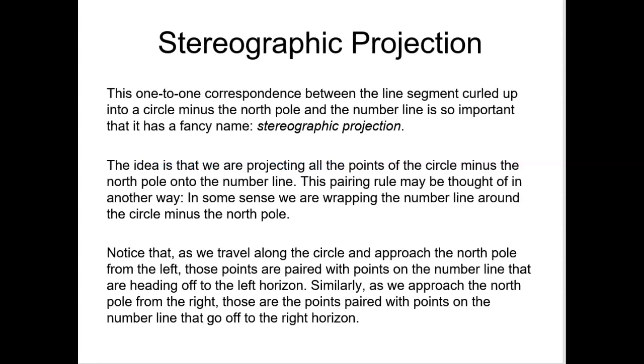So what we showed there is called a stereographic projection, the one-to-one correspondence between the line segment curled up into a circle minus the north pole and the number line. The idea that we're projecting all the points of the circle minus that north pole onto the number line. The pairing rule may be thought of in another way. In some sense, we are wrapping the number line around the circle. So as we travel along the circle and approach the north pole from the left, those points are paired with the number line on the left. And as we approach it from the right, they're paired with the number line on the right.